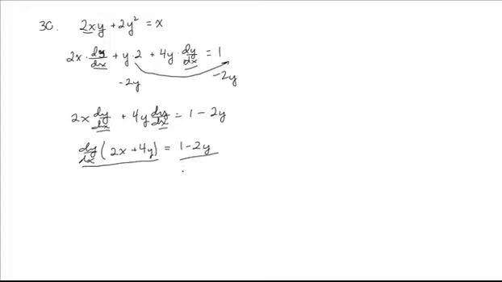And lastly, we will divide to get our derivative. So we divide both sides by 2x plus 4y. And now those will cancel. And here we have our dy dx. And there's not much simplifying we could do. Yeah, we could factor a 2 out of the denominator, but it doesn't get us anywhere. So we'll just leave it as 1 minus 2y over 2x plus 4y.